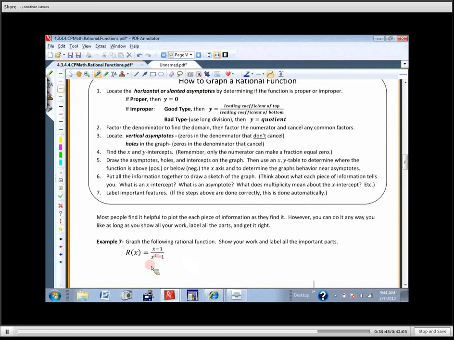Okay. First thing we're going to do, horizontal or oblique asymptotes. And the way we answer that is proper or improper? Proper. If it's proper, what's the horizontal asymptote? Okay, so we got one thing taken care of. Okay, the next thing we do is we factor the denominator. Okay, and the numerator. We'll factor everything.